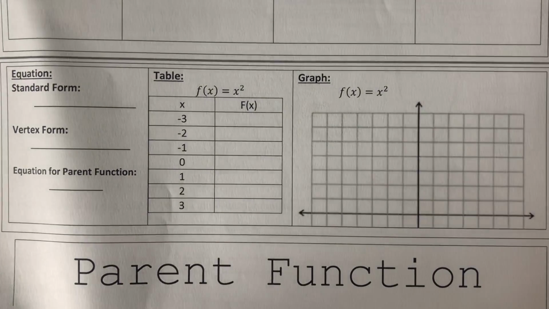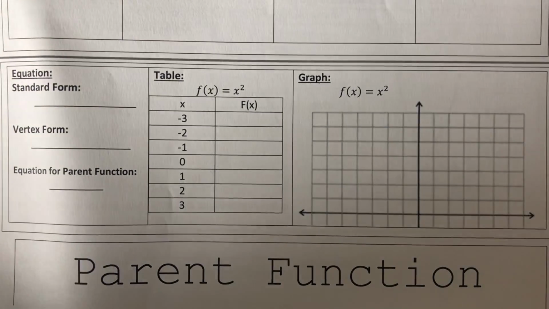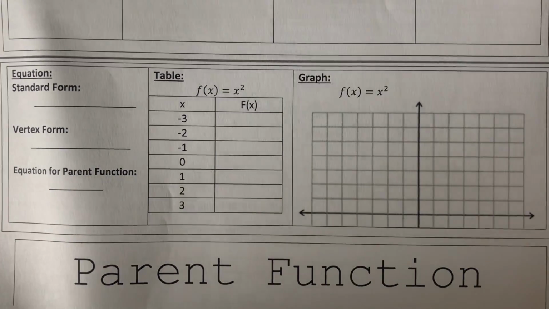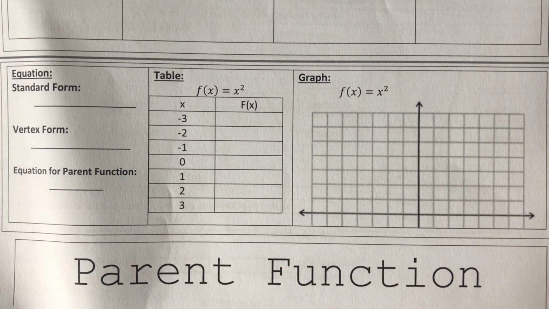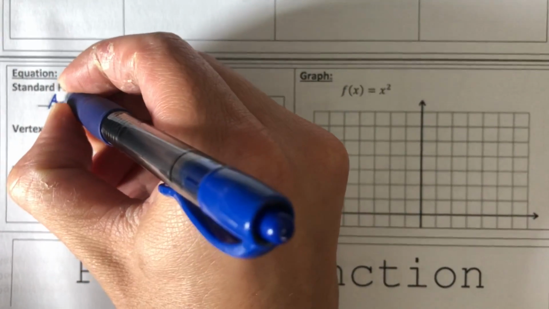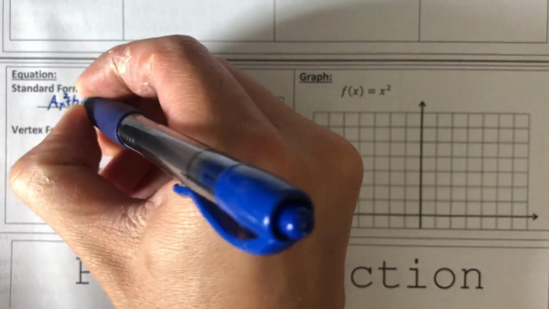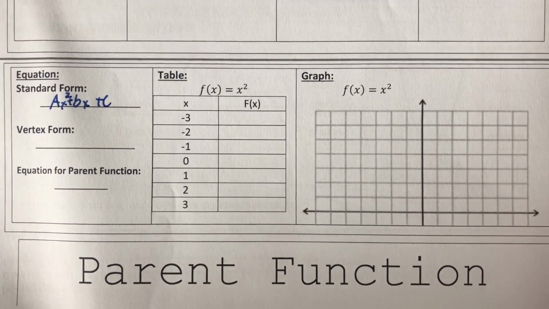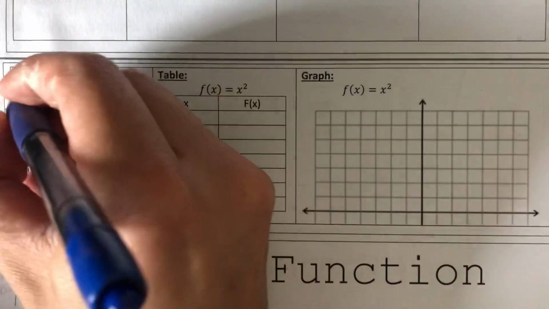Alright, so here we're going to go a little bit more into detail about the table values and maybe graph the parent function just so we get a good glimpse of how quadratics look. So standard form you guys are familiar with. This is ax squared plus bx plus c.